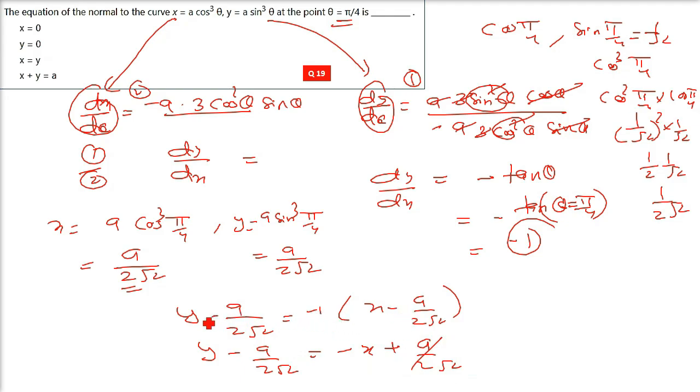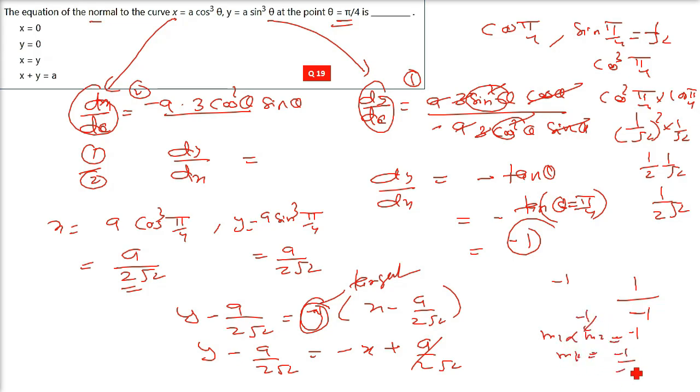Normal means you cannot take -1. It has to be +1, because for the normal and tangent, when they multiply, it should give you -1. So -1 into m is equal to -1. So m is going to be equal to 1. So it has to be -1 divided by this -1, that is, -1 by the value of the tangent slope. So that is the mistake I committed.